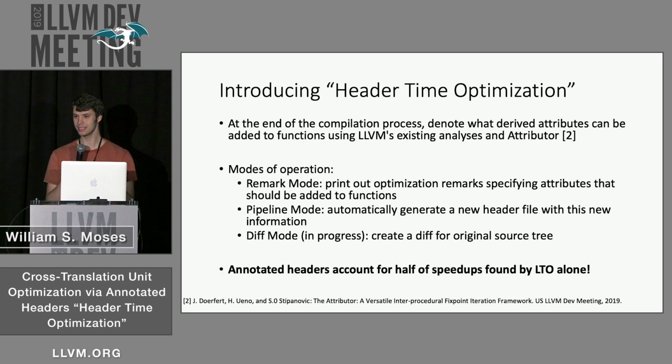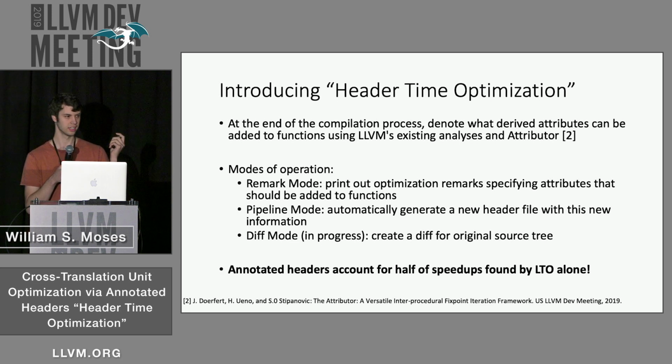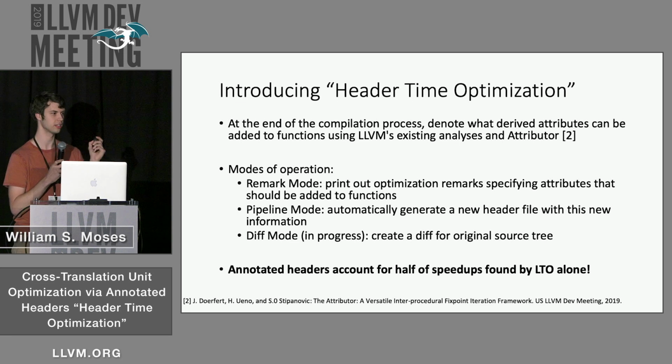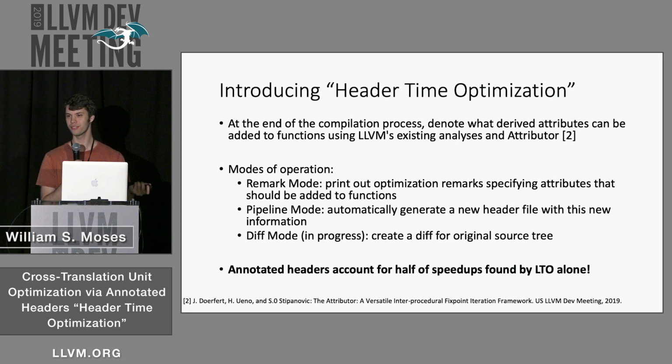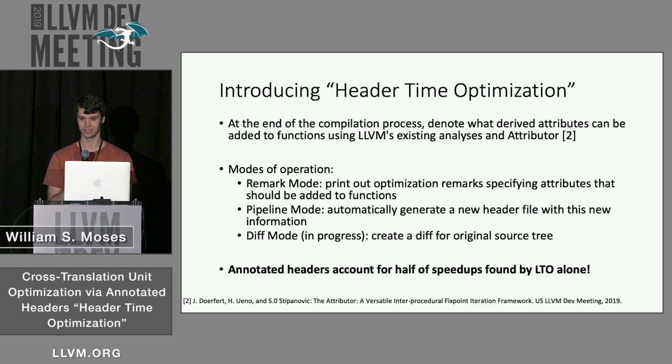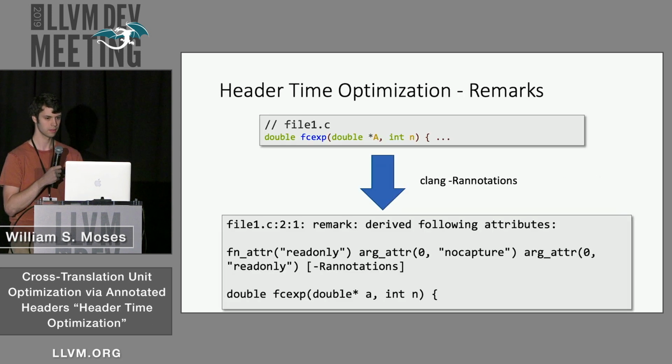And the really surprising thing from this is that just these annotations on the headers alone account for half of the speedups that LTO was able to find. So there's really a lot of speed being left on the table by not adding these extra attributes. So how does this work?